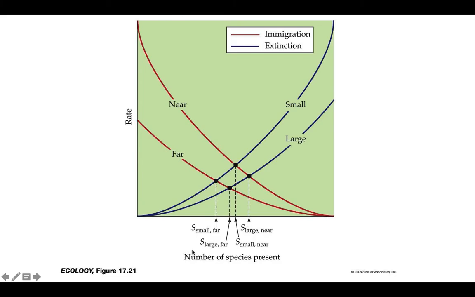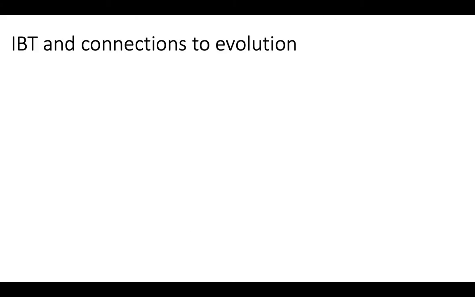Same chart, slightly different design. You can see it focuses in on these equilibrium points a little bit more clearly. And you can see a large island close to the shore is going to have the highest number of species present. Small island far from the shore is going to have the lowest number of species present. This graph, keep in mind, is all theoretical, so depending on the island, depending on the ecosystem, these equilibrium points may be at different locations. But this pattern has been shown to exist in nature.